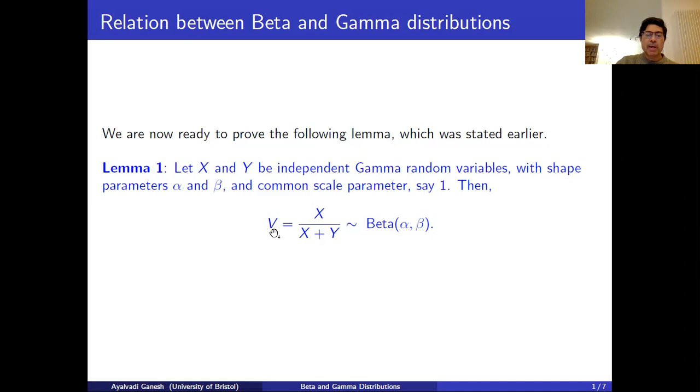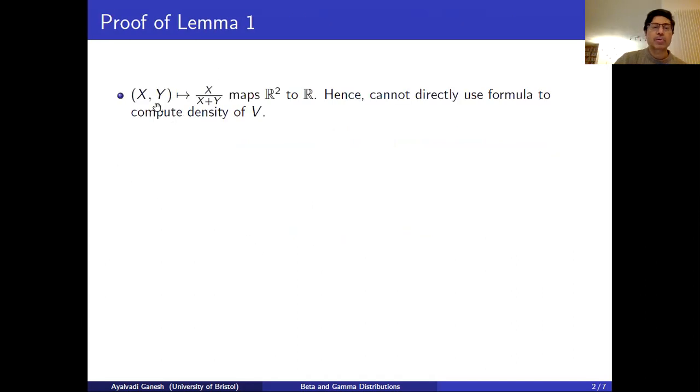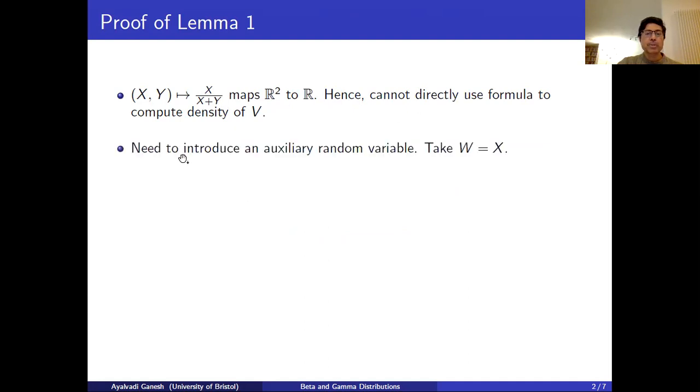We get around it by introducing an extra random variable, which we are not interested in, but which will help us express this as a map from 2 to 2 dimensions. Okay, so that's what I'm saying here. So this map changes dimension, so we cannot directly use the formula. So we'll need to introduce an auxiliary random variable. And let's just take W to be X. There are other choices which will work as well. This is just one, it's somewhat arbitrary, but we'll take W to be X.